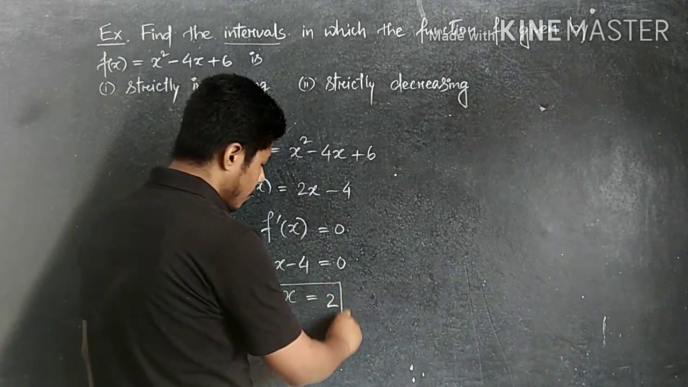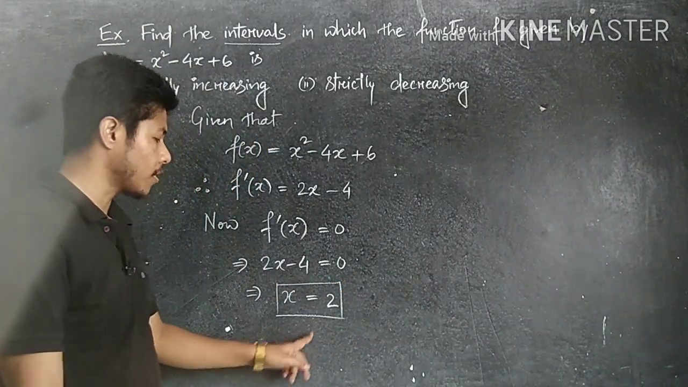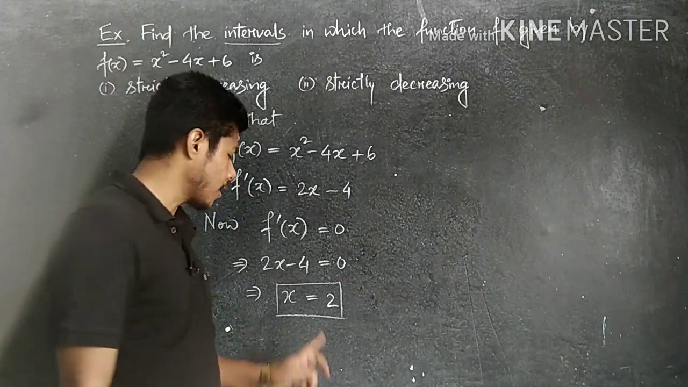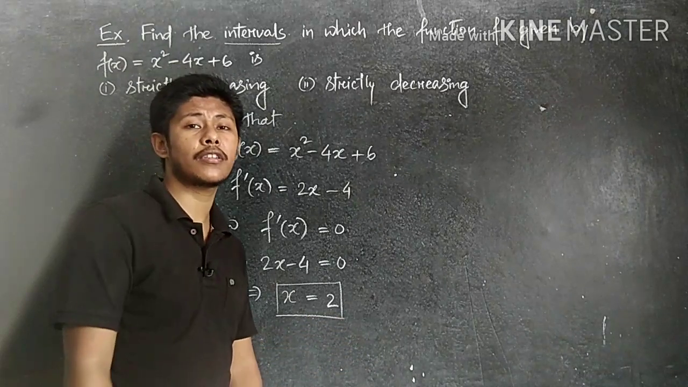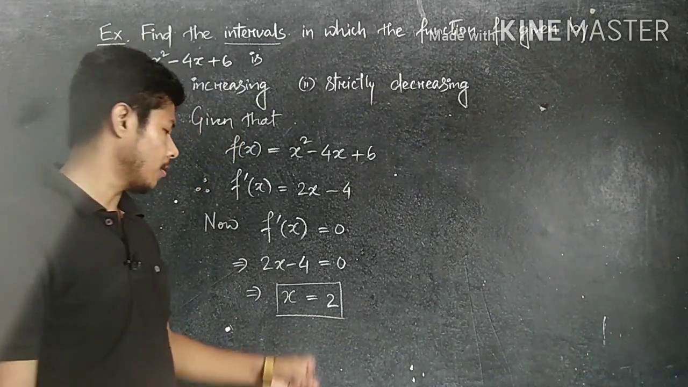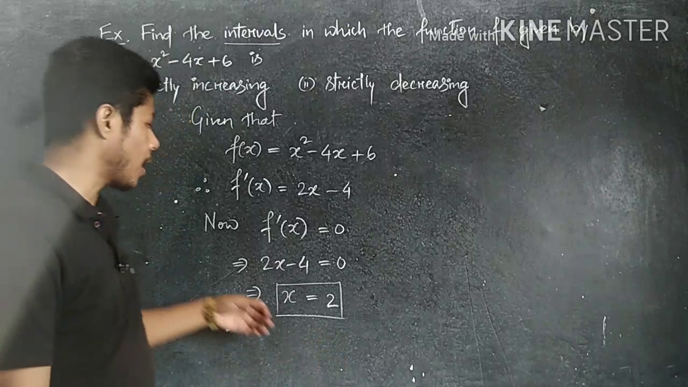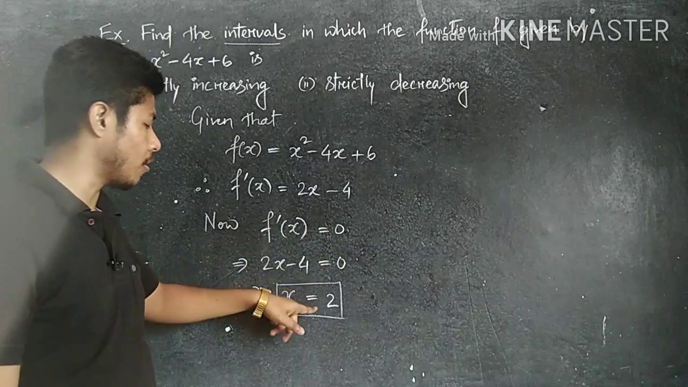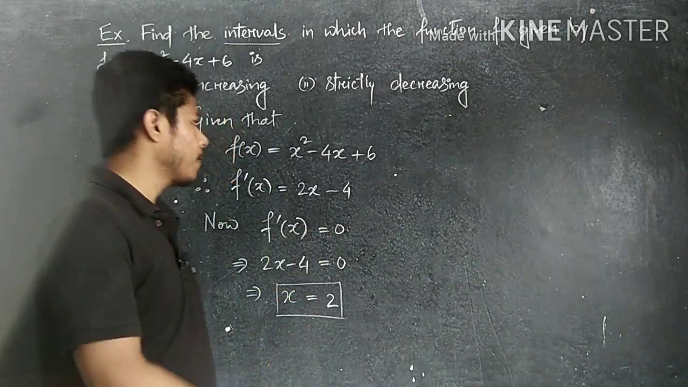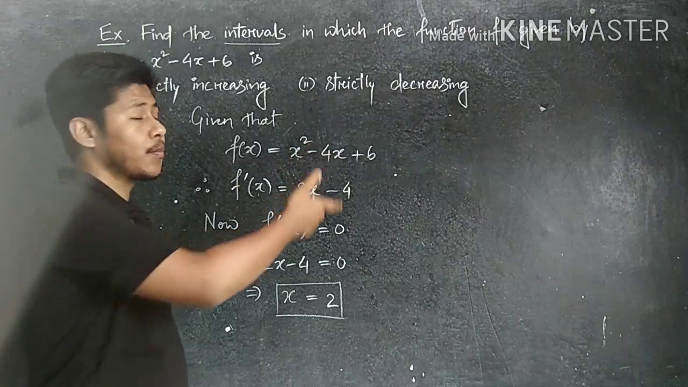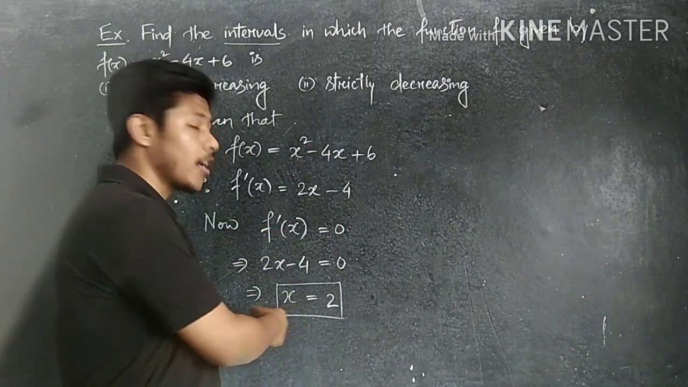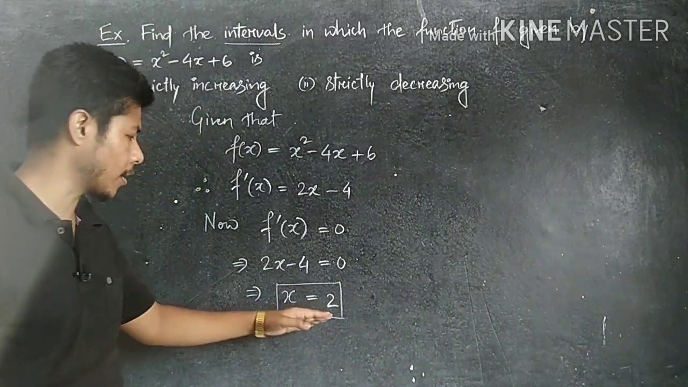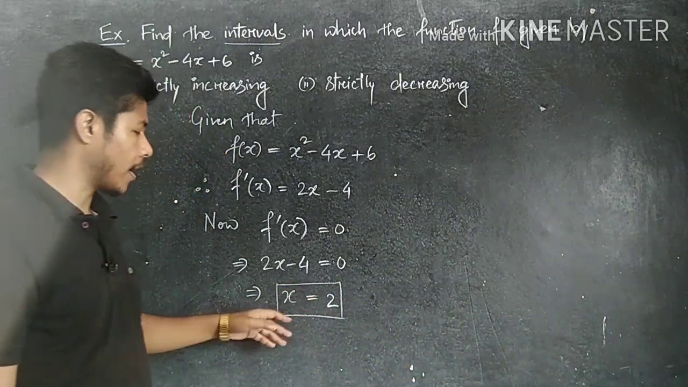This x equals to 2, whatever we get, is known as a critical point or stationary point. What is the name of this value? Critical point or stationary point. Is it clear? After differentiation, twice x minus 4 is linear, so only one value we get. If the function has highest degree 3 or 4, we get more values of x, maybe 2 or 3 values, but here simply we get one value, x equal to 2.